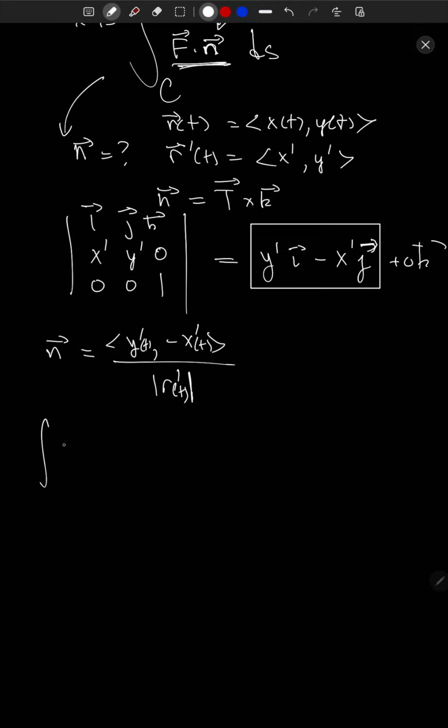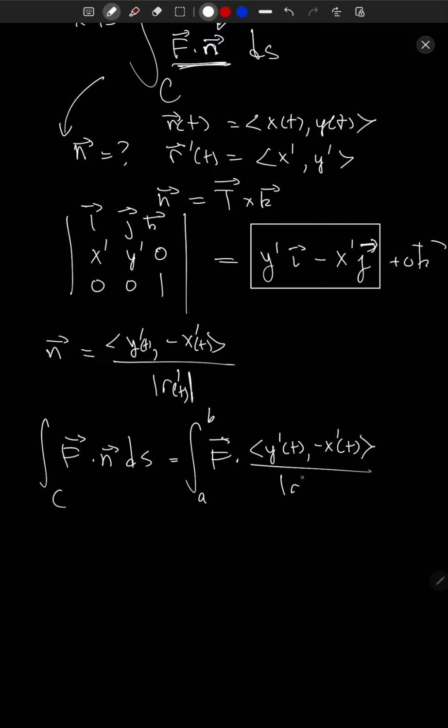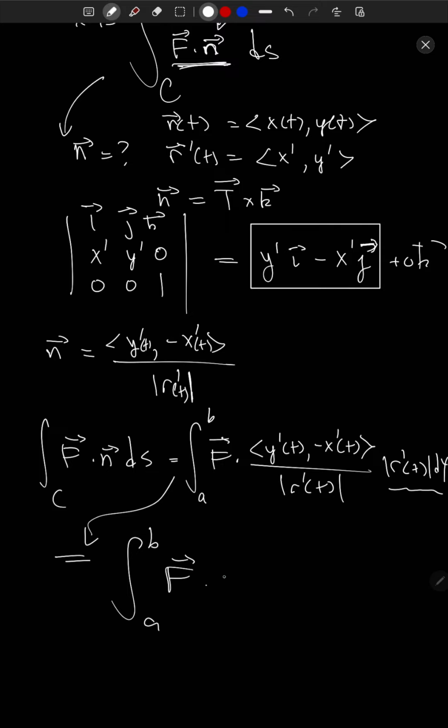Okay, so our flux integral, if we actually just write it out in terms of t, that's going to be the integral from a to b of F dot this guy up here, y prime of t comma minus x prime of t, over the magnitude of r prime of t, times the magnitude of r prime of t dt, right? Again, this is our ds. Again, we're assuming we have parameterized in the correct direction. And again, the r primes cancel. So this is just the integral from a to b of F dot y prime of t, comma, minus x prime of t, dt.